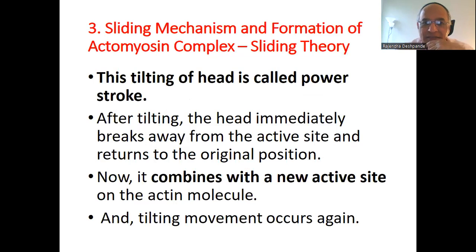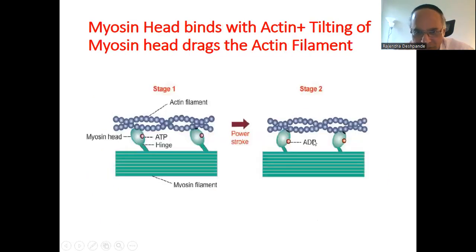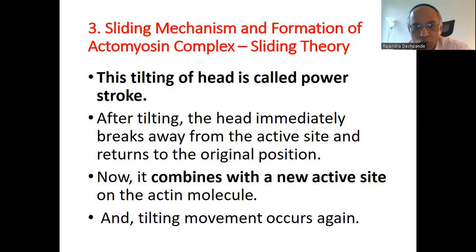Okay. This tilting of the head is called as a power stroke. I will go back again. I will show. This is called as a power stroke. What is that doing? Head of the myosin is pulling the actin. This is called as a power stroke.